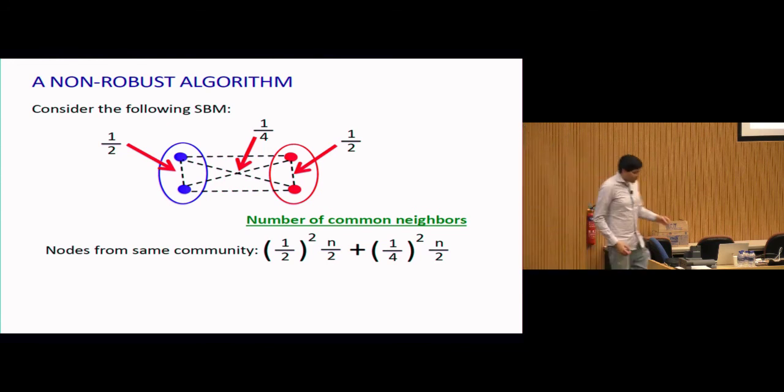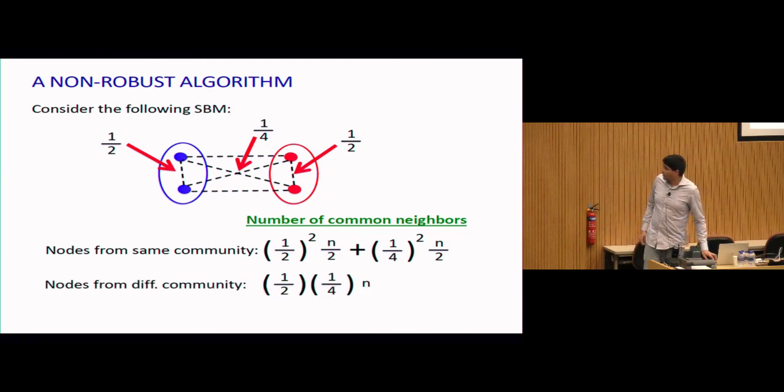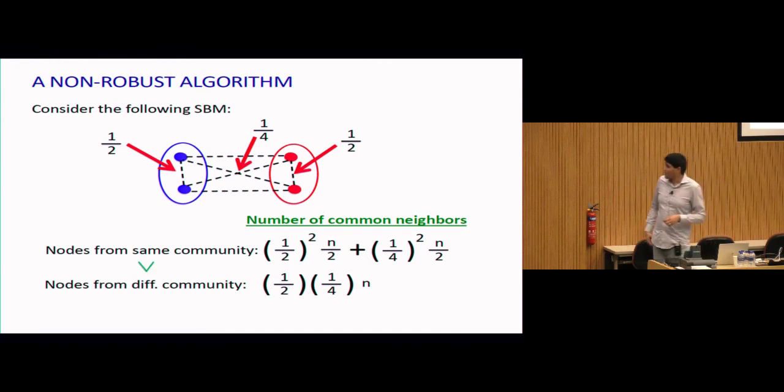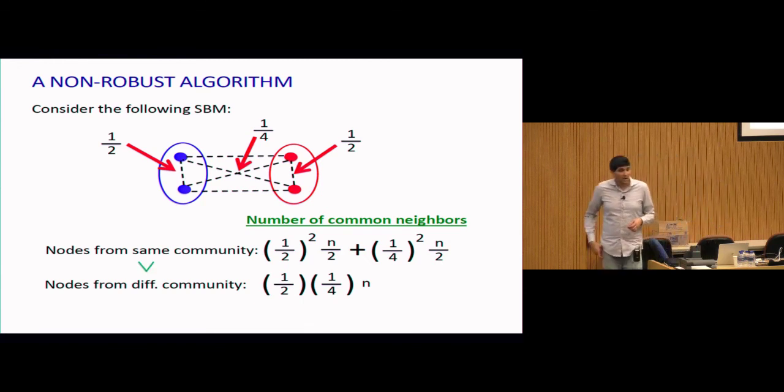Now you can do the same calculation in the case where you have nodes from different communities. When you have two nodes from different communities, there's only one possibility: any other node you look at is in the same community as one and a different community as the other, and then you have a half times a quarter chance that you're connected to both of them. But the important thing is just that this top quantity is larger than the bottom one, so this gives you a very simple combinatorial algorithm.